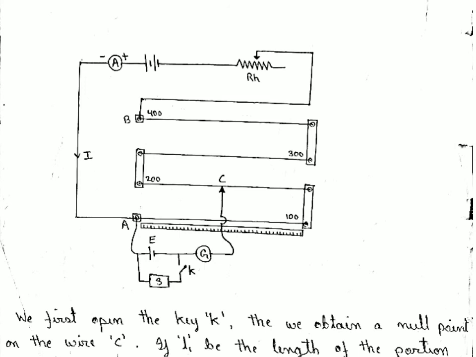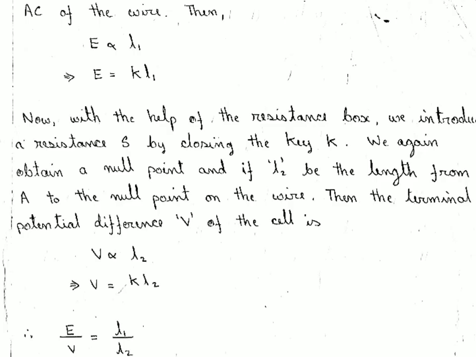Then we obtain a null point on the wire. Say C is the null point when the key K is open, and say L1 is the length of the portion from A to C when the key K is open. Then again here the EMF E of the cell will be directly proportional to the length L1, which implies that E is equal to KL1.